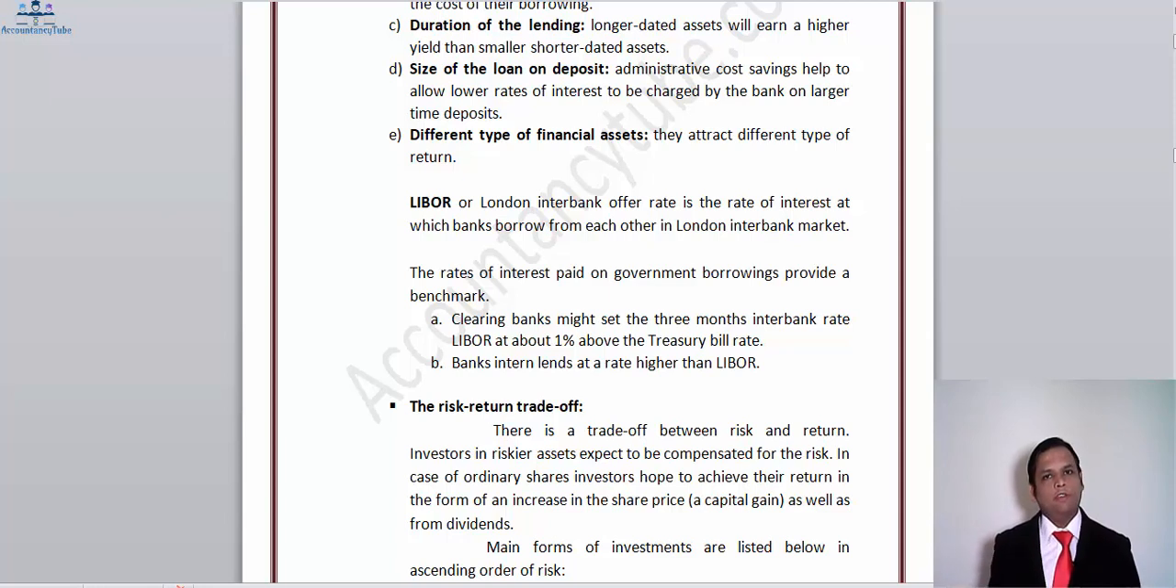The Treasury bill rate is the risk-free return which is set by the central bank. The minimum rate of interest that is set by the central bank is called the Treasury bill rate, because that's the rate at which the state bank, or central bank, issues its Treasury bills.